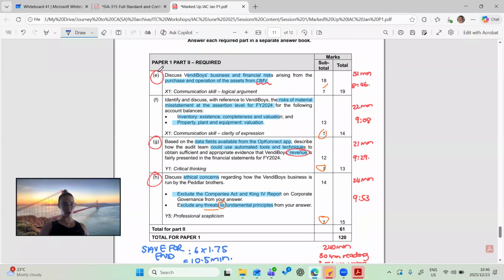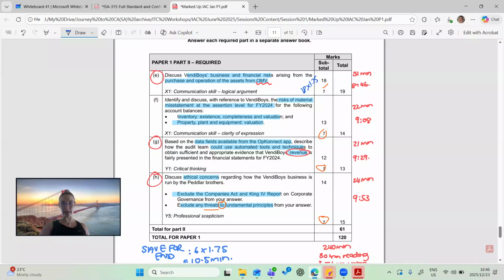So I started with E, business and financial risks, and I said, okay, cool, 18 times 1.75. That's how I'm going to work out how much time. Now notice, I am losing the plot here, guys. Hope that makes you feel better. If you feel like you're losing the plot, you and me both. So 18 times 1.75 is going to give me my mark allocation. That's going to tell me I've got 31 minutes to do this question.